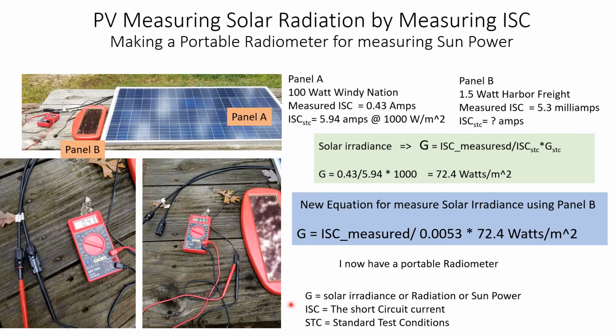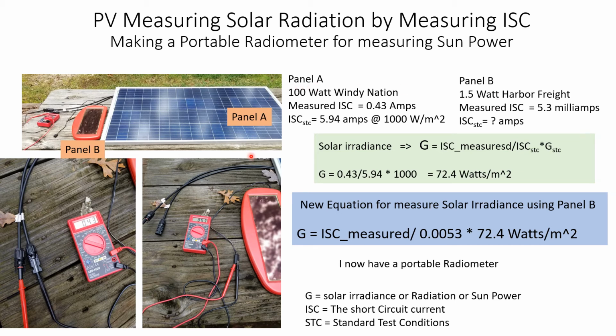Okay. ISC stands for short circuit current, and STC stands for standard test conditions of 1,000 watts per meter squared, 25 degrees C, and an atmospheric thickness of 1.5. That's a standard test condition to compare one solar panel to another solar panel without environmental effects such as clouds and so on and so forth.